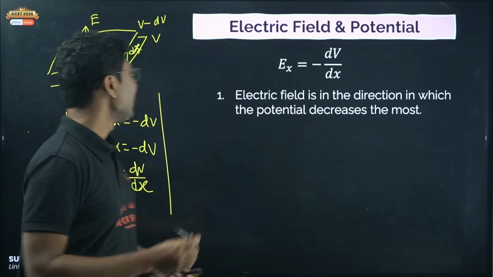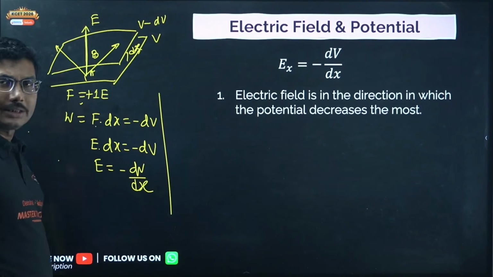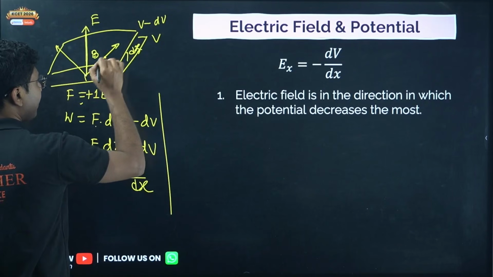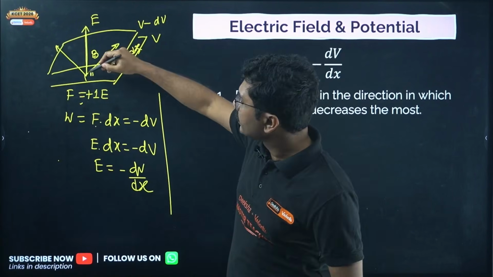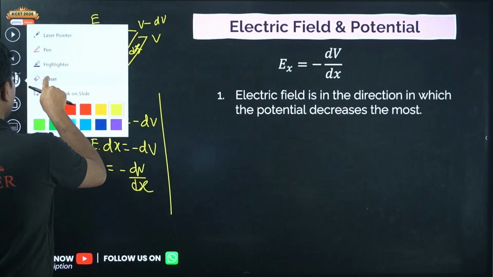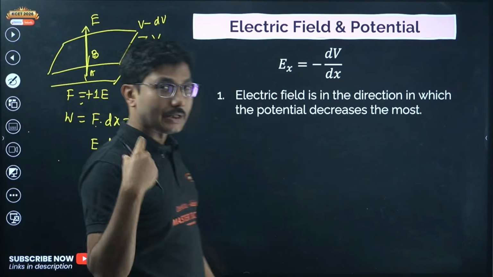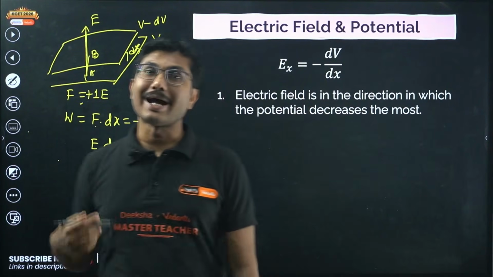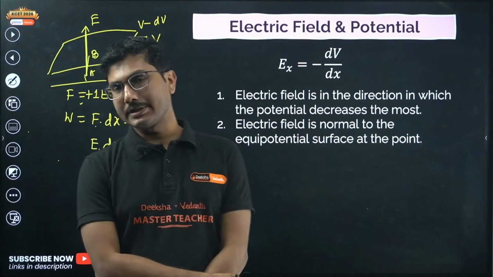Okay, so if you see, in there electric field is also decreasing in this direction. But if you consider from A to B, if you reach from here to here, the rate of change is much smaller compared to this change. Okay, so electric field only points from higher potential to lower potential, and also in the particular direction where the decrease is steepest. Steepest means the rate of change is highest. Okay, second, electric field is normal to the equipotential surface at every point.